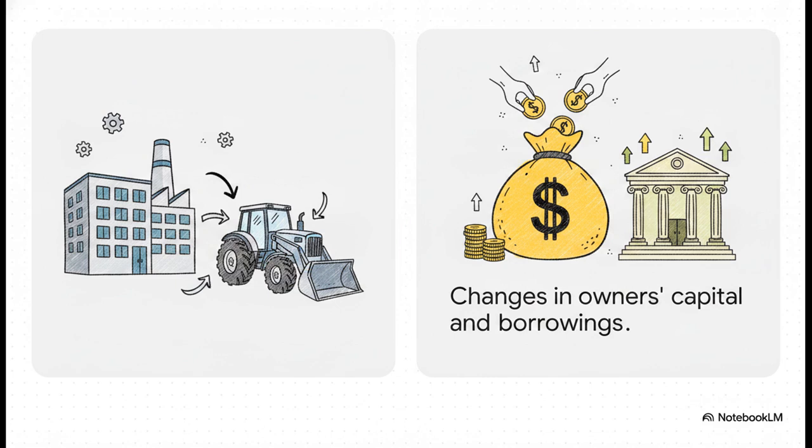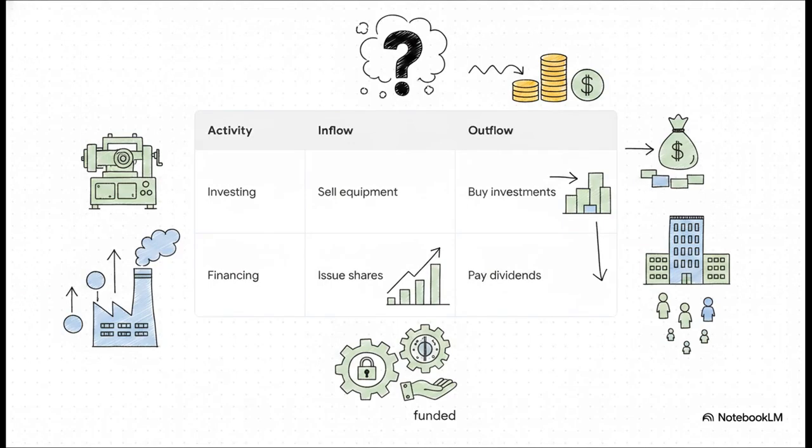Financing activities, on the flip side, show where your overarching funding actually comes from. They deal with changes in the owner's capital and the company's long-term borrowings. Let's look at some concrete examples directly from the source material to make this super clear.